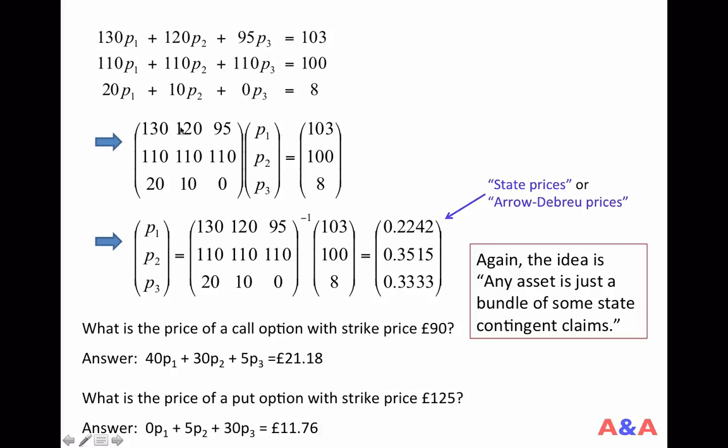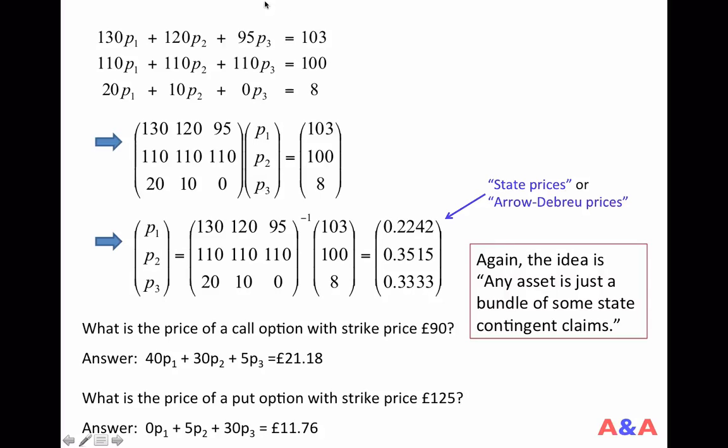You can solve it by force. You don't need matrix formulation, but if you use matrix formulation, then you can use Excel to get this inverse matrix. So you can use a computer. State 1 price is 22.42 pence. State 2 price is approximately 35 pence. And state 3 price is approximately 33 pence.